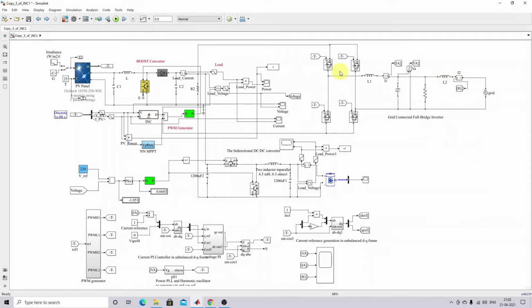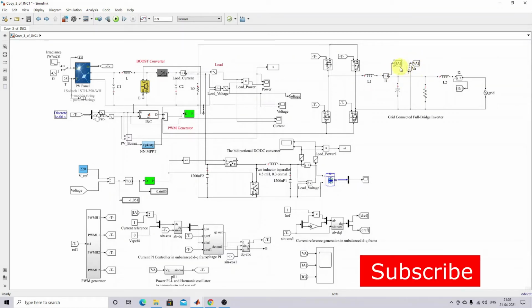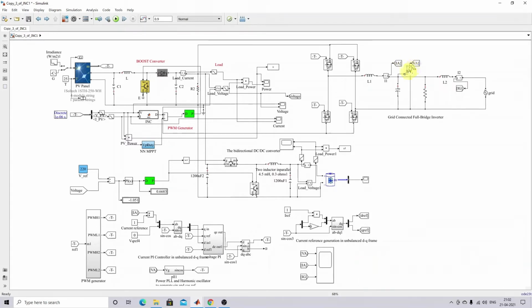Next we need to control this inverter according to the power supply from the solar and battery. So how much power are we going to supply to the grid? For that, here we are going to measure the inverter current and inverter voltage. Based upon these two things we have to control the current flow from the solar and battery system to the grid. Initially, here we are going to apply a DQ reference model.